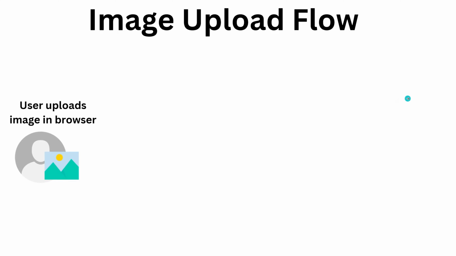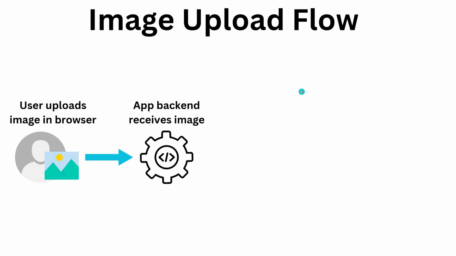Okay, so now let's take a look at how this app works conceptually using a couple of workflow diagrams. And let's start with the image upload flow. So when the user uploads an image in the browser, like we saw in the demo, that image will get sent over to the app backend and it's going to start processing that.